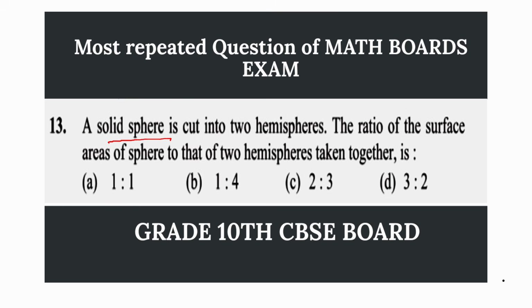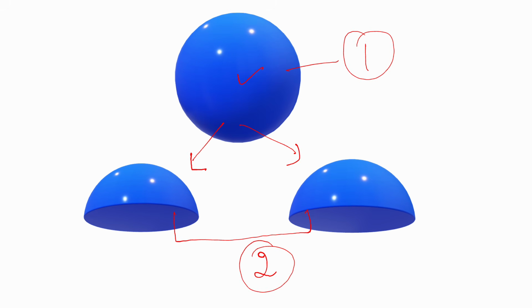A solid sphere is cut into two hemispheres. The ratio of the surface area of a sphere to that of the hemispheres taken together is. So we have been asked about the ratios of the hemisphere and the sphere. As we can see, this sphere has been broken down into two hemispheres, right? And we have to give the ratio of this sphere to these two hemispheres, right?